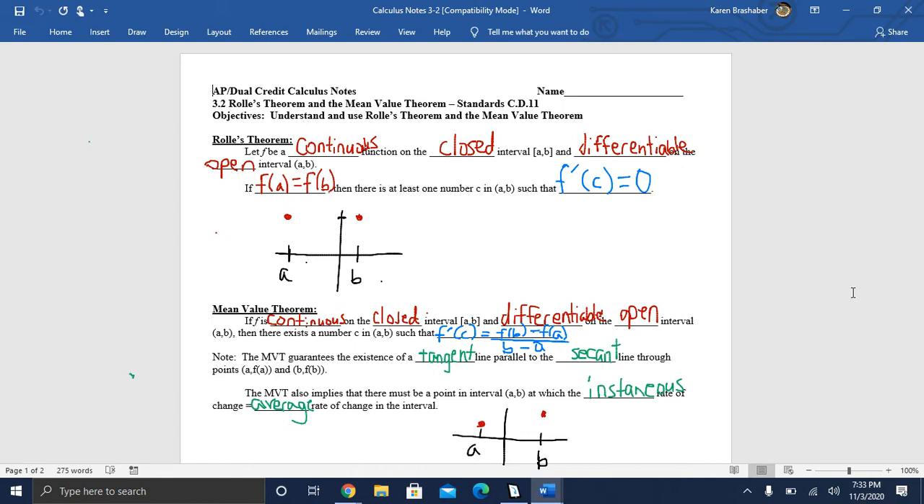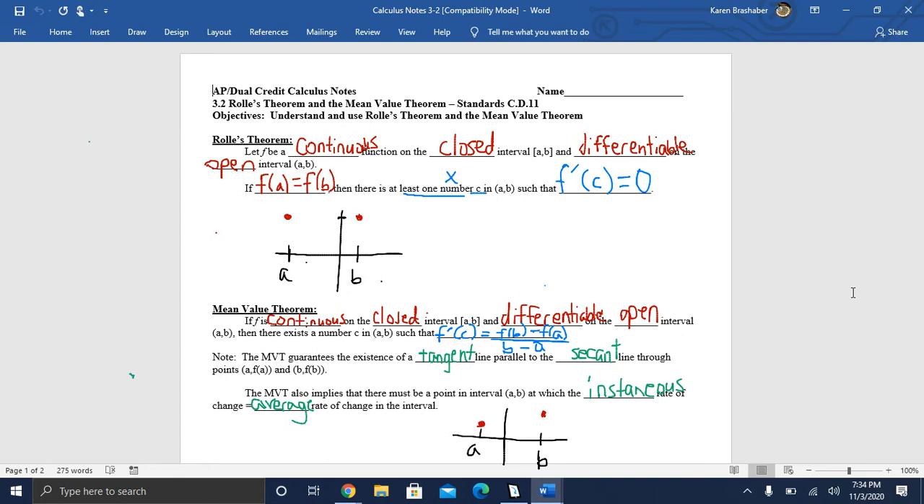So I drew you a picture of that condition, and I'm going to continue to draw here in just a minute. So the y value at point A and the y value at point B has to be the same. If that is the case, then we can conclude that there is at least one number c, now this is an x value, in the interval from A to B, such that the derivative at that x value c is equal to 0.